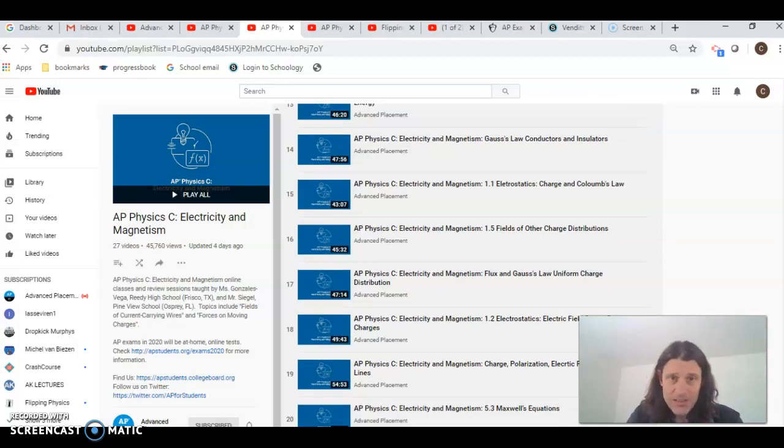Video 16 and 17 I think go well together. The fields due to charge distributions and flux. All right, so this could be electric field, flux, and Gauss's law for a uniform charge. So again, flux just refers to the number of field lines that pass through an opening. So if you could draw an imaginary Gaussian surface, that's just an imaginary opening a certain distance away from a charged object, all of the electric field lines will pass through that entire thing. So the Q that is enclosed will be all of the Q, all right?